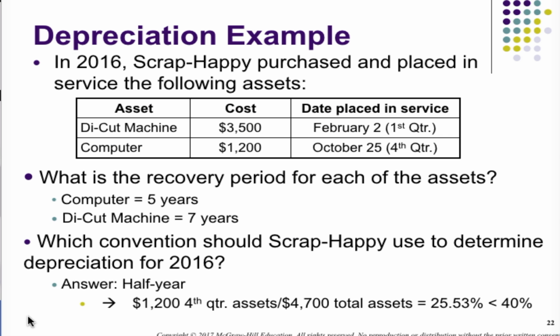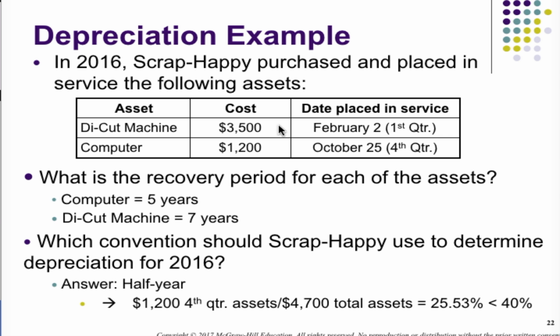So here's an example. In 2016, Scrap Happy purchased and placed in service the following assets. A die cut machine for $3,500, February 2nd, which is during the first quarter. A computer for $1,200, October 25th, during the fourth quarter. What is the recovery period for each of these assets? Well, we just look at the type of asset that they are. We look at the chart, and we find out that a computer has a 5-year recovery period and a die cut machine would be 7 years. In this case, which convention should Scrap Happy use to determine depreciation for 2016?